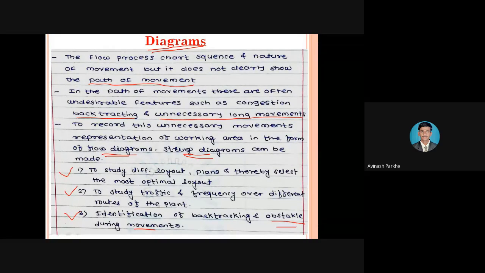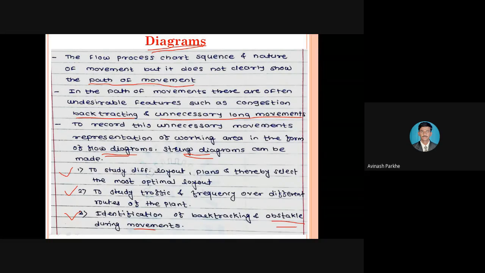Obstacle means disturbances. So whatever obstacles or disturbances are observed or taking place, those obstacles are also identified by using these diagrams. So these backtrackings and disturbances which are happening in the operations cannot be identified by using all the types of charts.